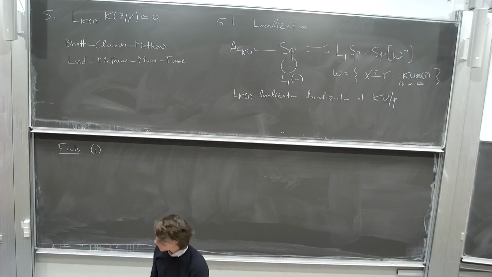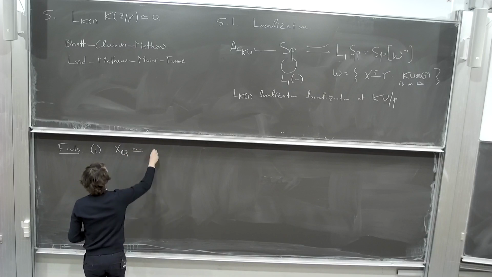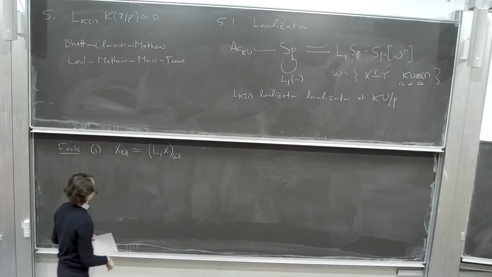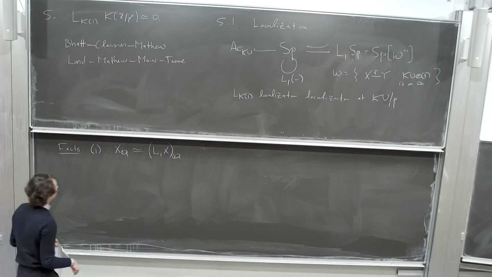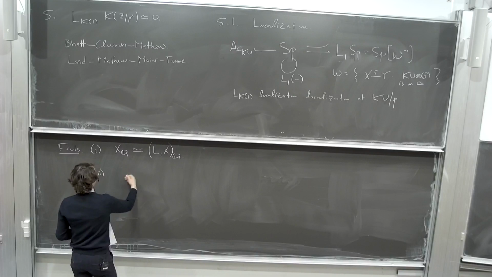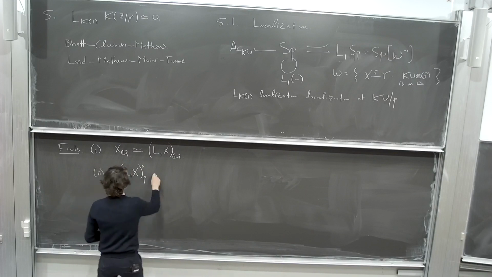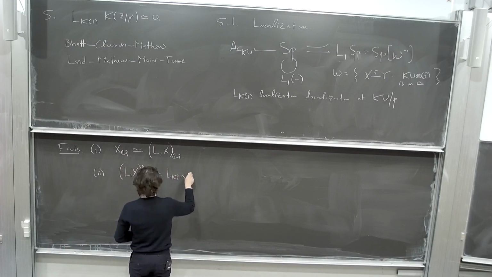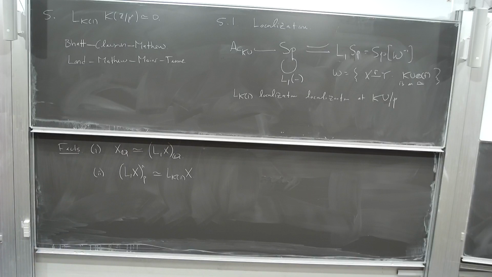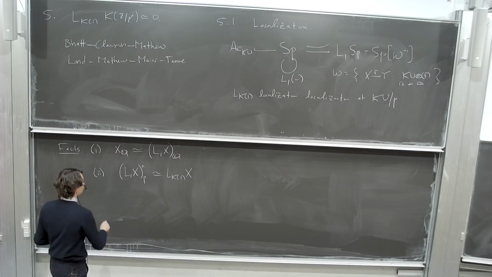I'm not gonna prove any of these. So the first one is that we're not gonna need this one for a little while, that if I take X and rationalize it, that's the same as the rationalization of the KU localization. Second one, the K1 local, if I take the KU localization and I P complete it, then this is the K1 localization. So in the P complete world, there's no particular difference between this KU localization or L1 localization and the K1 or KU mod P localization.